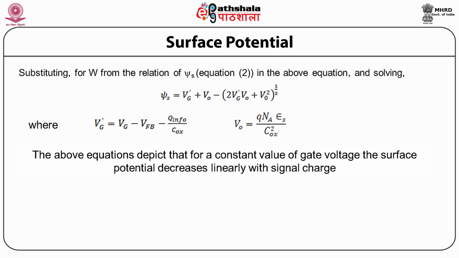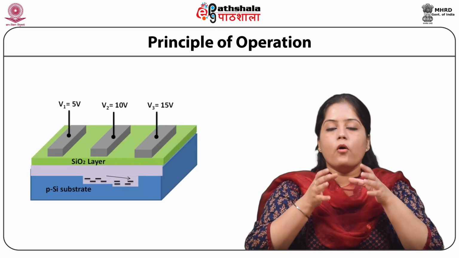Now substituting for W from the relation of phi s in the above equation and solving, we get psi s is equal to Vg prime plus V naught minus [2Vg prime V naught plus V naught square] to the power half, where Vg prime is equal to Vg minus VFD minus Q info by C oxide. Now here V naught is Q Na epsilon S by C oxide the square. So the above equation depicts that for a constant value of gate voltage, the surface potential decreases linearly with the signal charge. Now let us discuss the principle of operation.